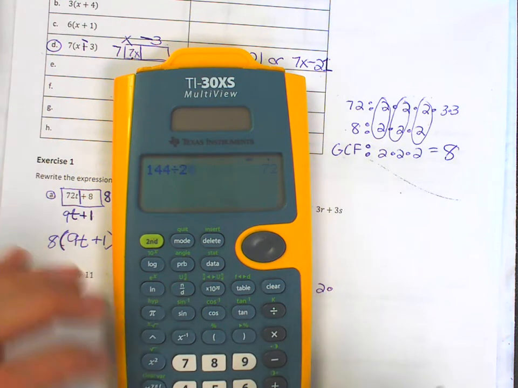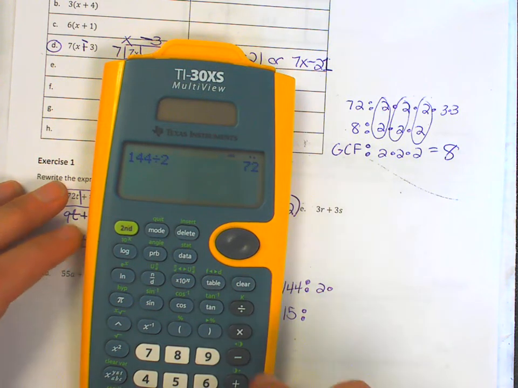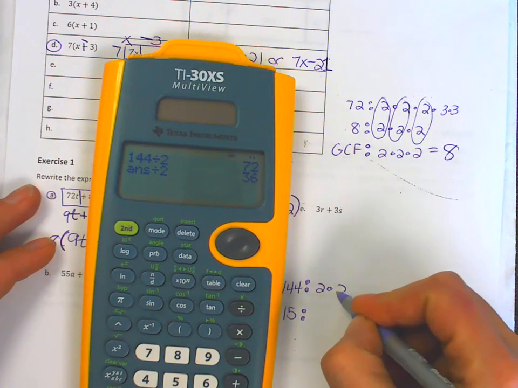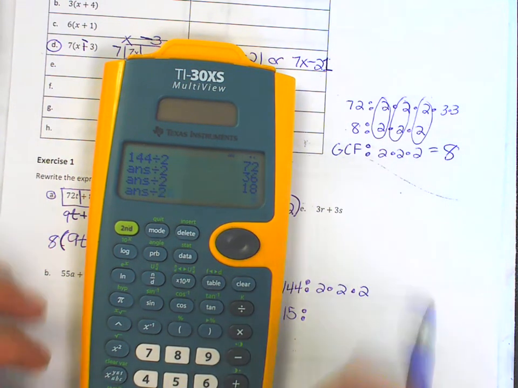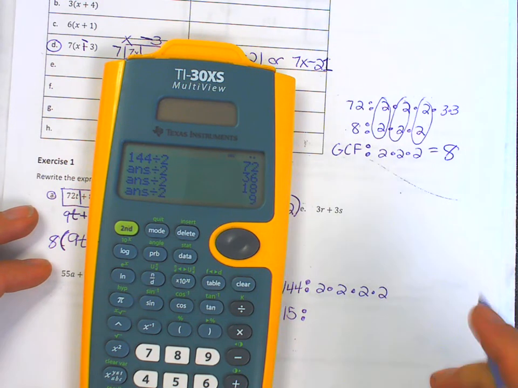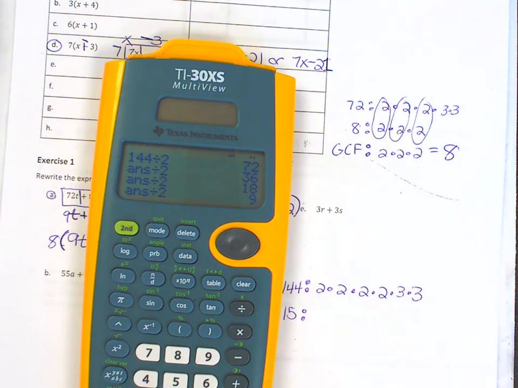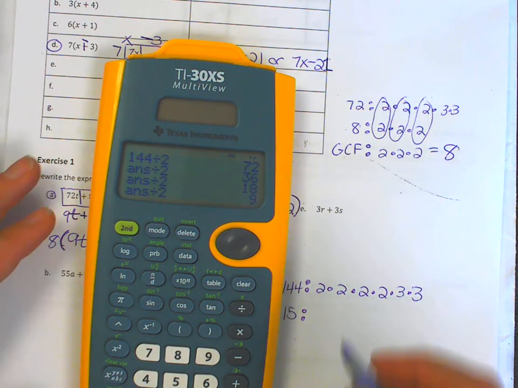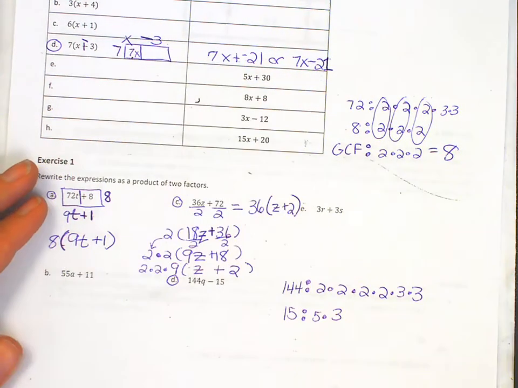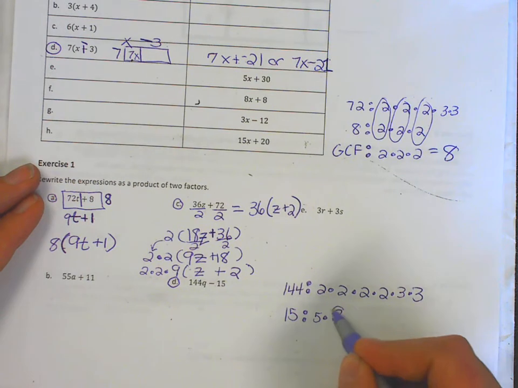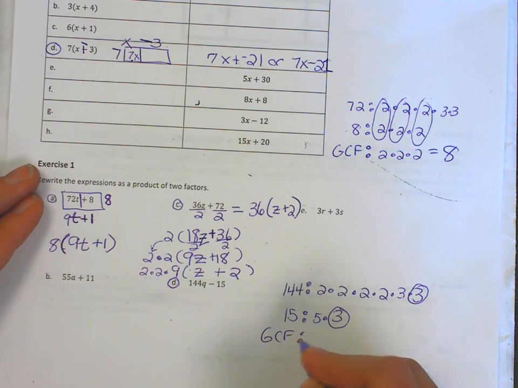144 divided by 2, I get 72. 72 is not prime. It is also even, so I'm going to divide it by another 2. That's even, so I can put another 2 in. That's even. I can do another 2. And then I get 9, which we know is 3 times 3. Look how fast we did prime factorization. All right? And then 15 is 5 times 3, right? So what do I see in common? I got this 3 here and 1 3 here. My GCF for this was just 3.